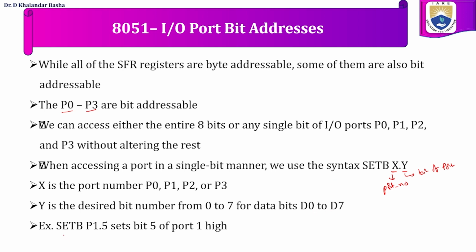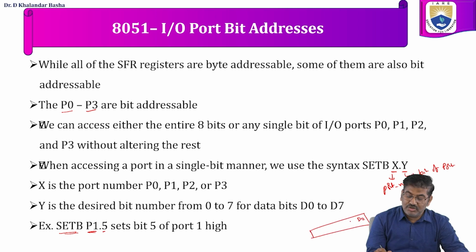So let us consider the example SETB P1.5. Here the instruction we are using is to set a bit. Which bit are we going to set? The port 1, the D5 bit. So out of port 1, this is D0, D1, D2, D3, D4, D5, D6 and D7. Here we are going to alter only this particular bit. So after executing this instruction, this bit will be 1, and the remaining bits will not be altered.